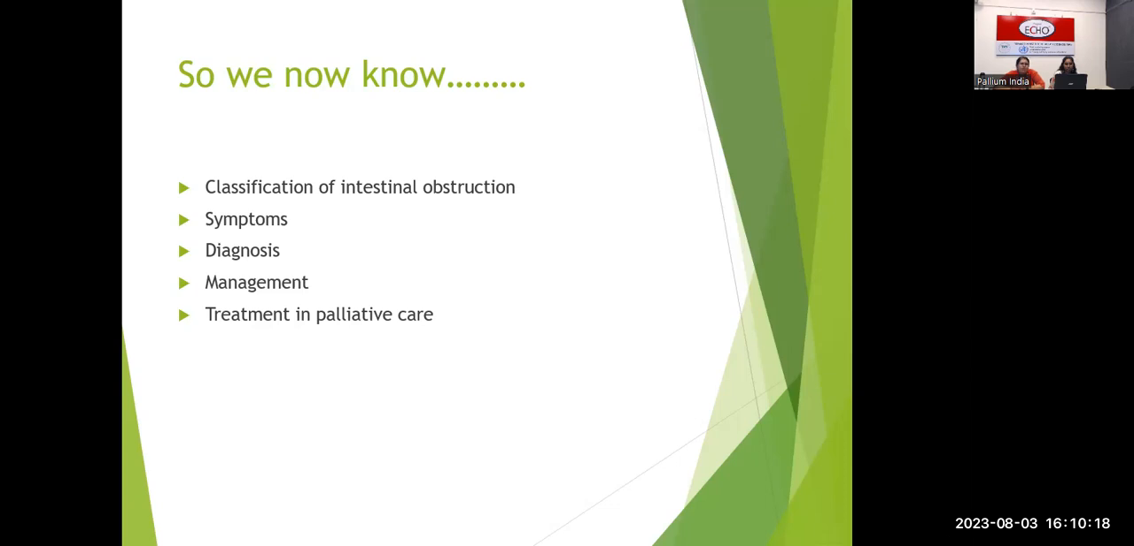So we have come to the end of this discussion, and now we have learned the classification of intestinal obstruction. Now we know what symptoms the patient can present with. We know how to diagnose whether it is a partial or a complete bowel obstruction. We know how to do the diagnosis. And also we know the management, whether to go ahead with medical or surgical management, you have a clear idea. And the treatment from a palliative care perspective. This is also very important.